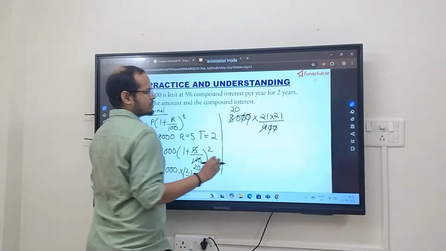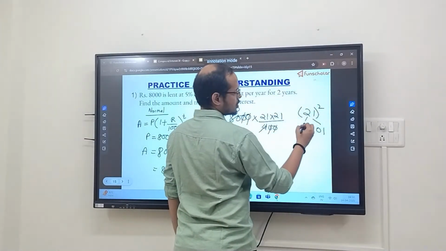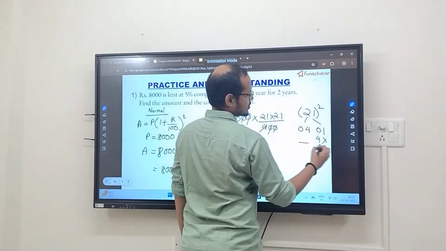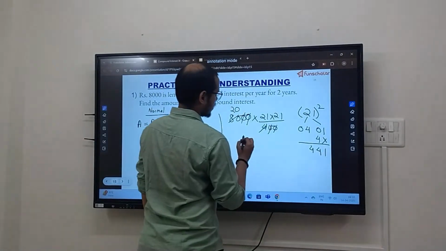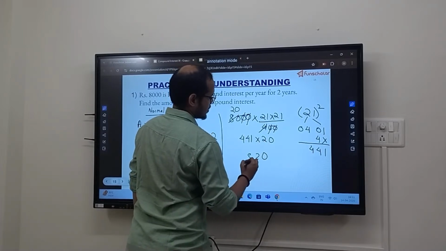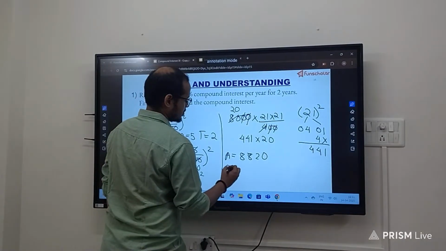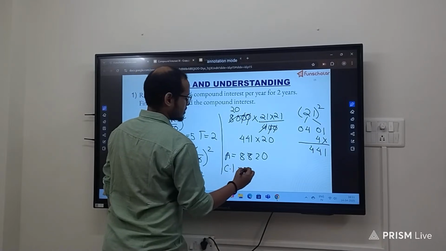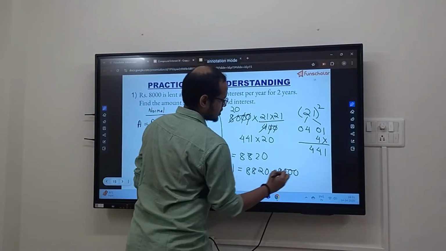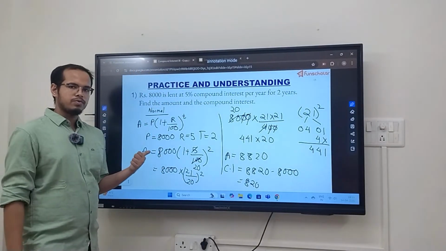So 21 square. Let me show you one more method of how to do squares first. 1 square is 1, 2 into 1 into 2 is 4, 2 square is 4. So the answer is 441. So 441 into 20 is 8820. This is the amount. And the compound interest is nothing but 8820 minus 8000, which gives us 820. So this is the normal method of how we solve this sum.